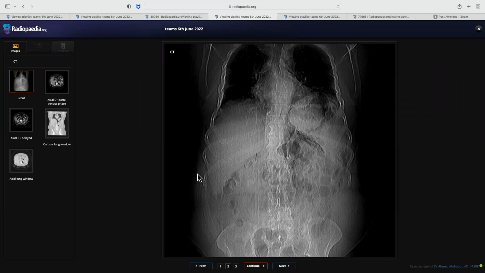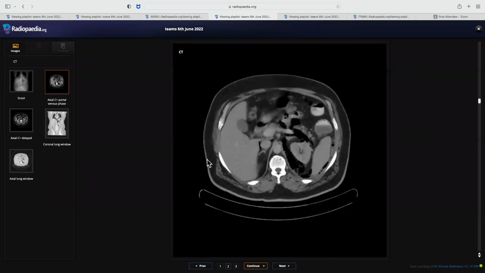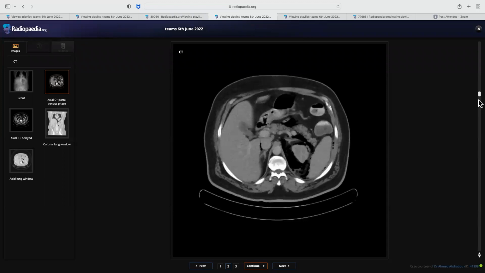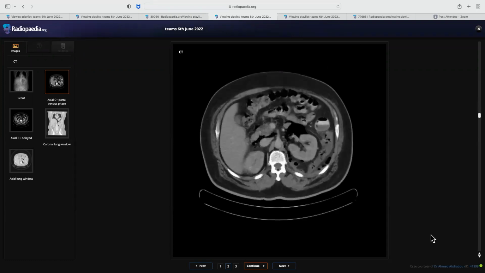Should I go for the images? Yeah. Yes. Can you scroll for me? I feel it's quite difficult. Yeah, I'll do that. No problem.